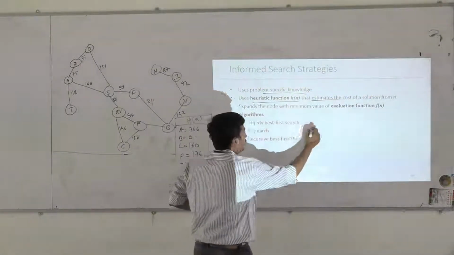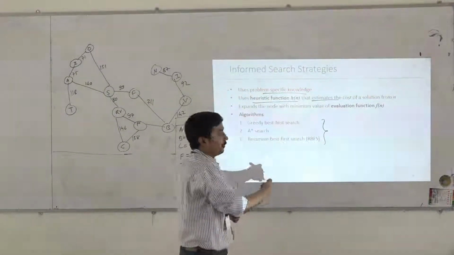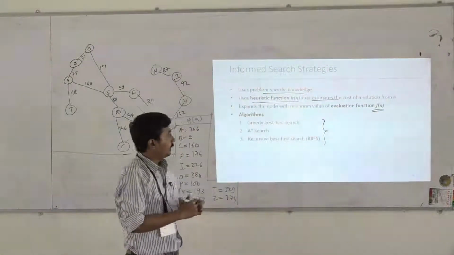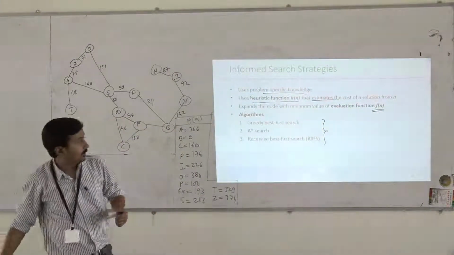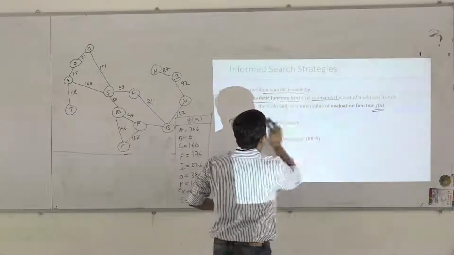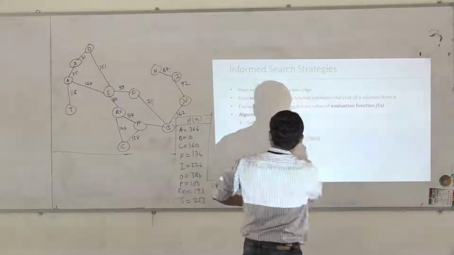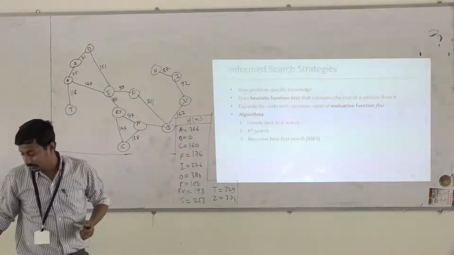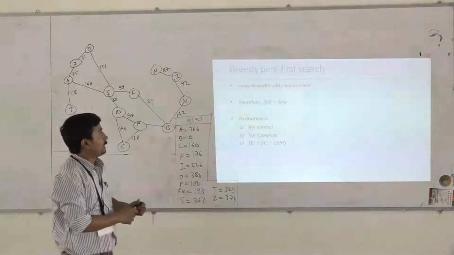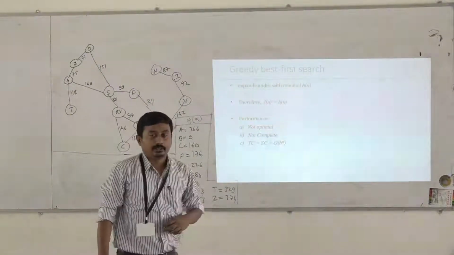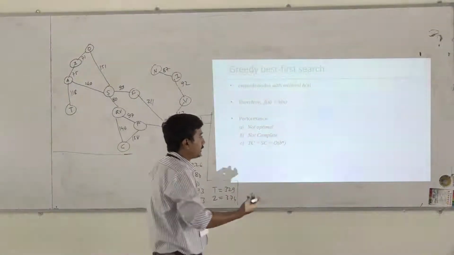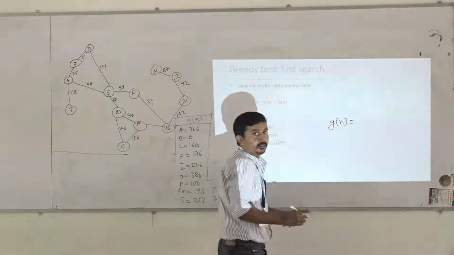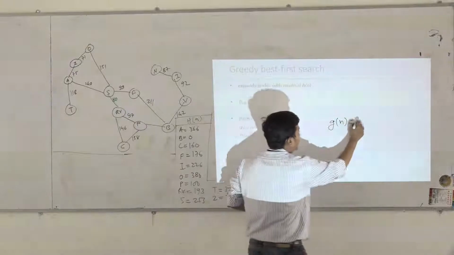For these three algorithms we have different f of n, so they vary according to their evaluation function. Let us see these algorithms one by one. The first and most basic one is greedy best first search. It expands the node with the minimal h of n. What is h of n? It is the heuristic function. Let's recall these functions. We have seen g of n in UCS, right? g of n is the path cost.